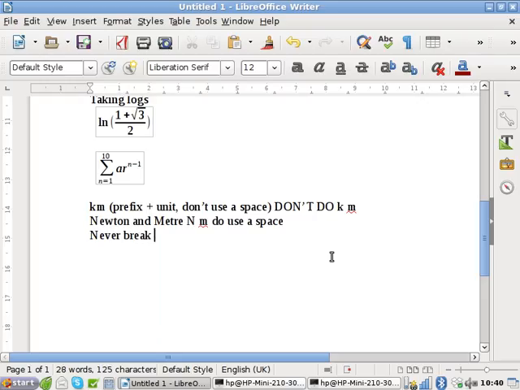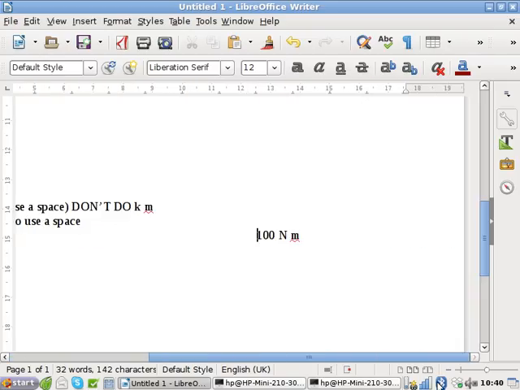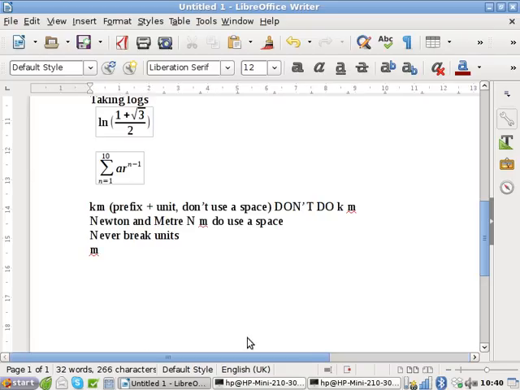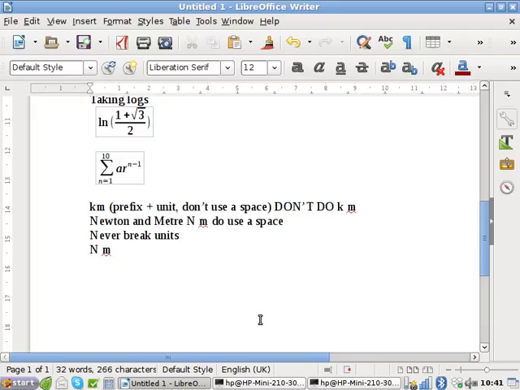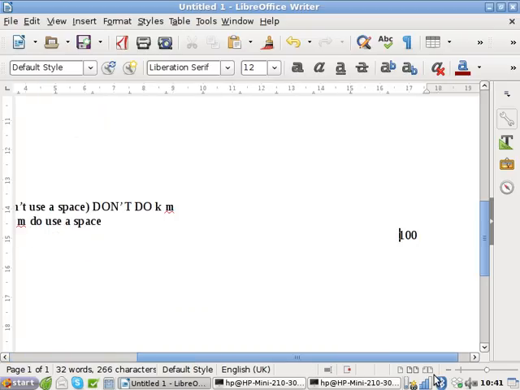Now, never break units. So, for example, if I had something like 100 Newton meters, watch what happens now if I go to the edge of the page with this. So if I just keep going to the edge here. You notice that this has broken over 2 lines. Or worse is 100 and then it's broken the unit onto the next line. So we want to prevent this from happening. The number, the prefix and the units, they all need to stay together as one object.